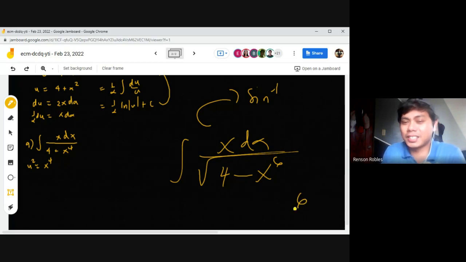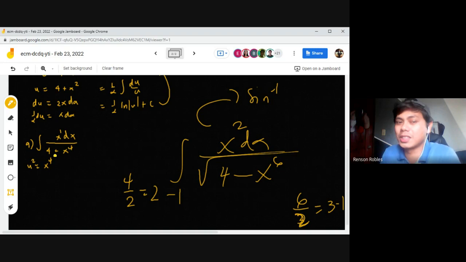6. 6 divided by 2 is 3. And then you subtract 1. So, dapat ito ay 2. Alright? Ito, 4. 4 divided by 2 is 2. And then you subtract 1. So, dapat ang power niya sa taas is 1. 2 for you to have an arctangent.